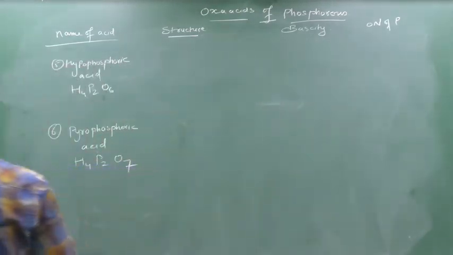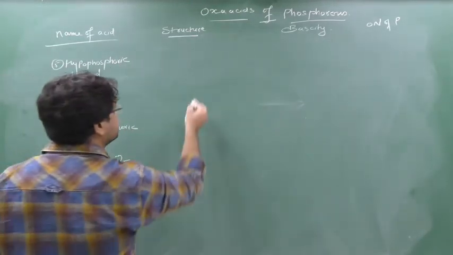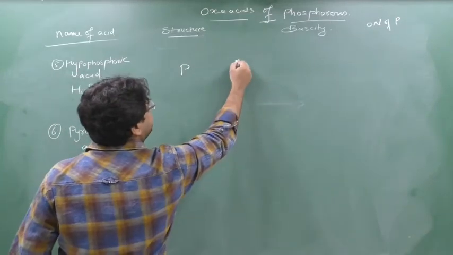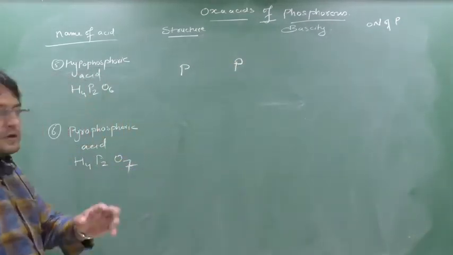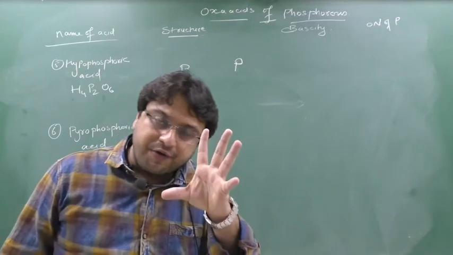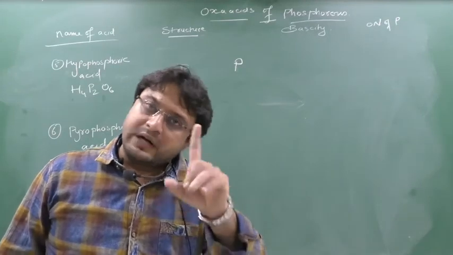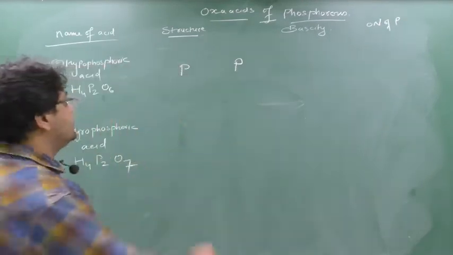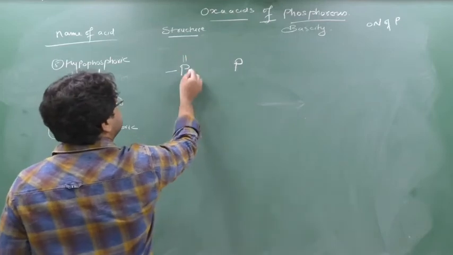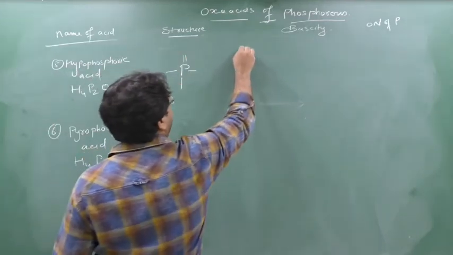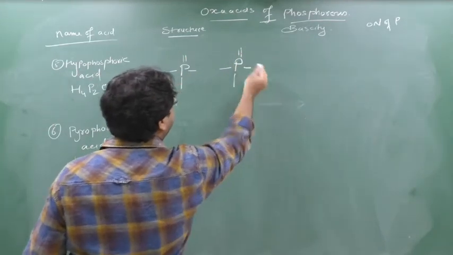How many phosphorus was I having? 2 phosphorus. So 1 phosphorus here, 1 phosphorus here. Phosphorus capacity to make a bond is 5. 5 means 1 double bond and 3 single bonds. So here 1 double bond and 3 single bonds. Similarly 1 double bond here, 3 single bonds here.